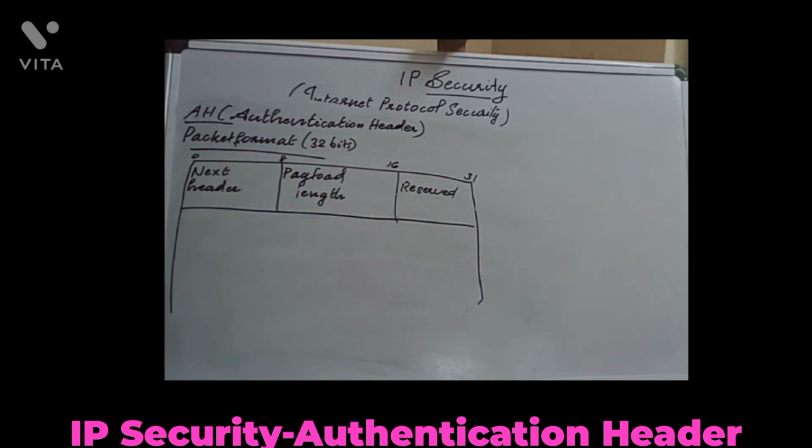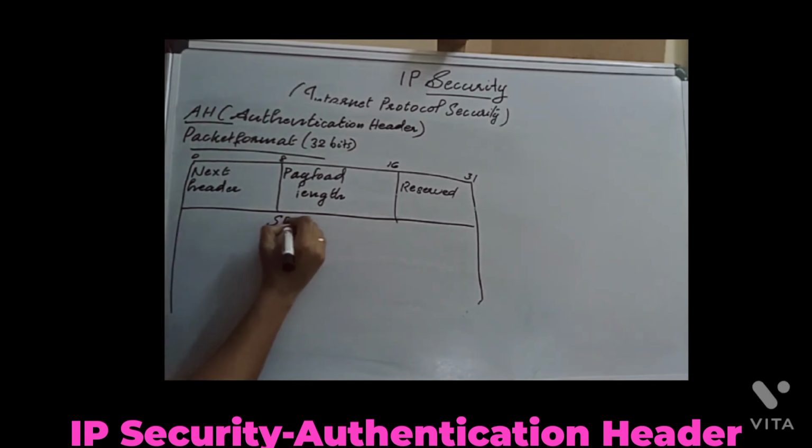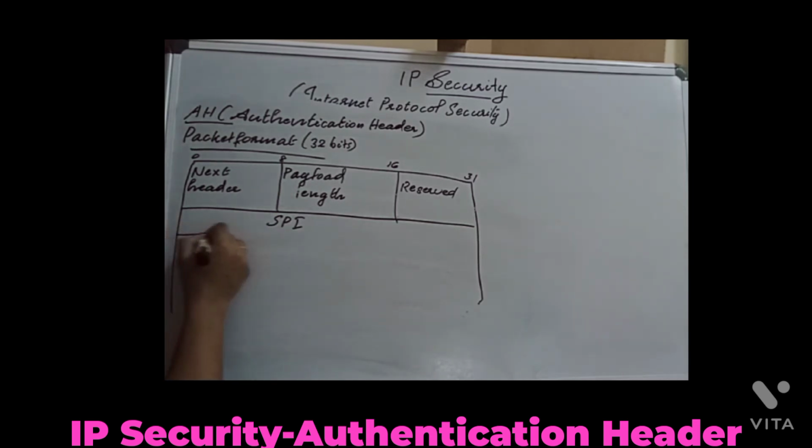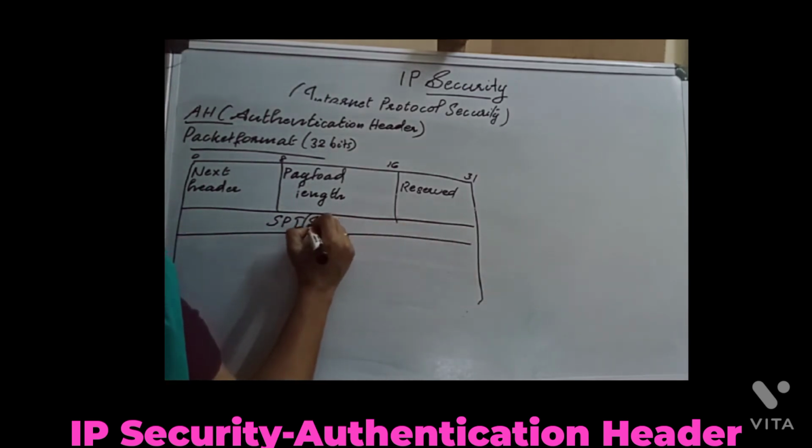First is next header. Next header means the header of the next payload. Payload means actual data. Payload length means the length of the actual data. Next is reserved. That is, some bits are reserved for future use. Next is SPI, that is Security Parameter Index.